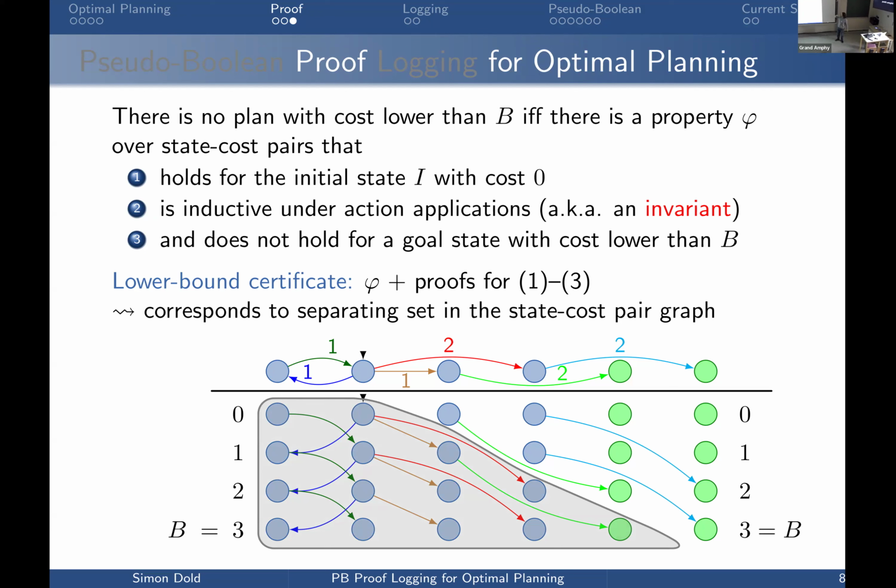And we can quickly confirm the 3 properties. The initial state with cost 0 is here, and it is inside the set. There is no goal with cost lower than B. There is one with cost B, that's okay, but lower than that, there's no goal state. And it is invariant, or inductive, and that we see because there is no outgoing arrow from the set. That should convince everyone that no plan with costs 2 or lower exists.